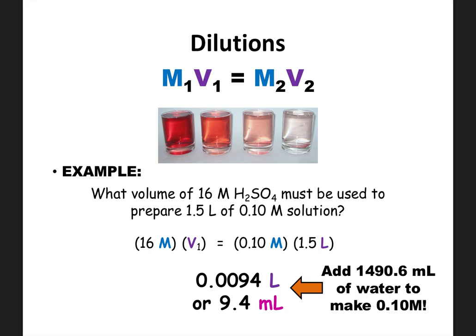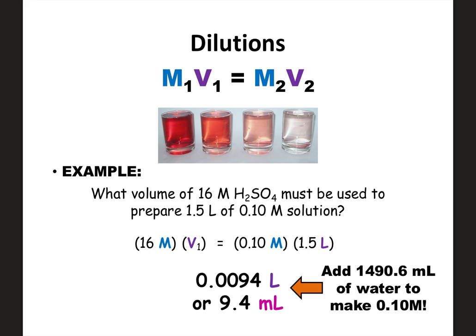So it doesn't even matter which side things are on. The key is you pick a molarity and you start. I have 16 molar as my concentration here. And according to the problem, I want to know what volume of that I need. So that's going to be my unknown here. And I'm going to set that equal to my other molarity, 0.10 molar, and my final volume that I want to end up with, 1.5 liters.